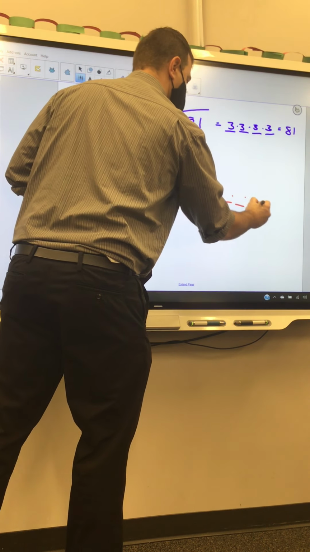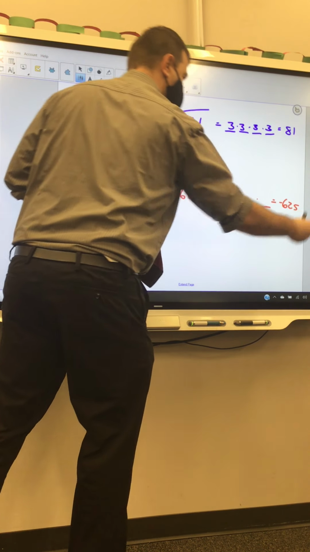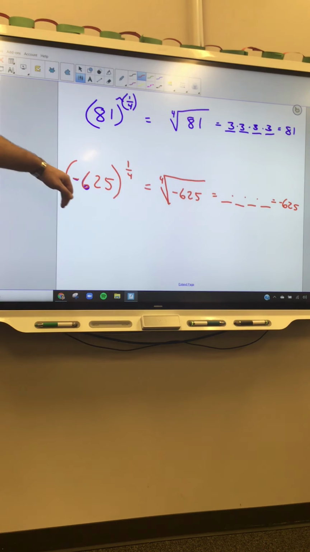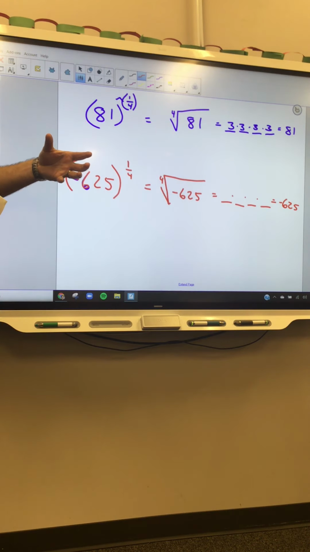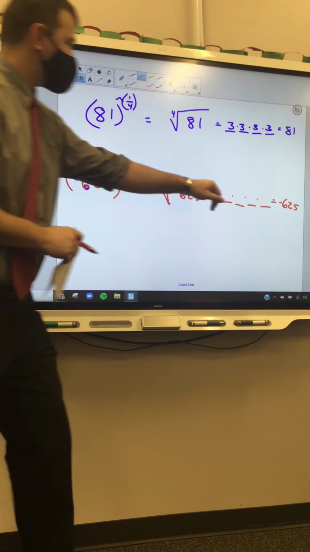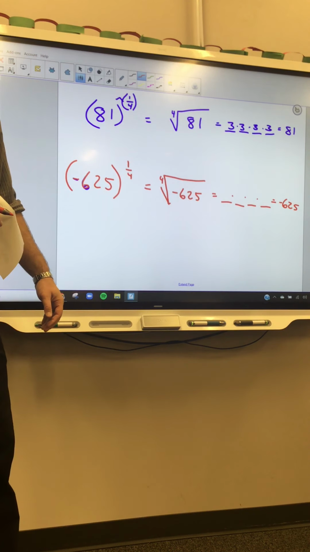Something times something times something times something gets you a negative 625. Did it say anything when you plugged in negative 625 raised to the 1/4? Yeah. It said non-real answer. Not a real answer. I was thinking it might say something like error. Why can't I take something times something times something times something to get me a negative 625?